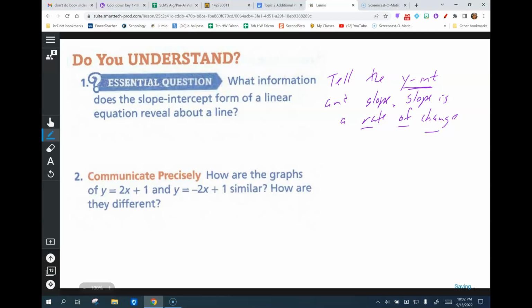Okay? Number 2, how are the graphs of y equals 2x plus 1 and y equals negative 2x plus 1 similar? Well, they both have the same y-intercept. How are they different? Okay, the slopes, right? The slopes are opposites. And we get to talk about that in section 4.